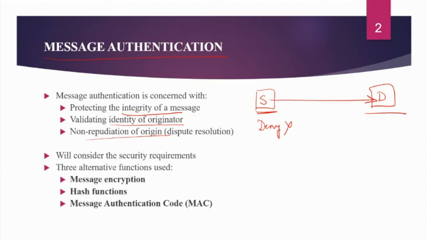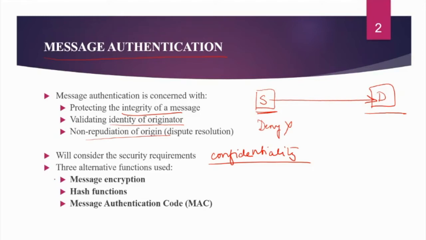We will also definitely consider other security requirements like confidentiality as well. So it is also a part of this. Let's see how to achieve message authentication. There are three ways in which we can achieve message authentication. One way we have already covered.